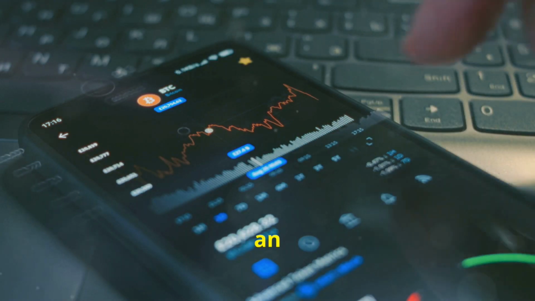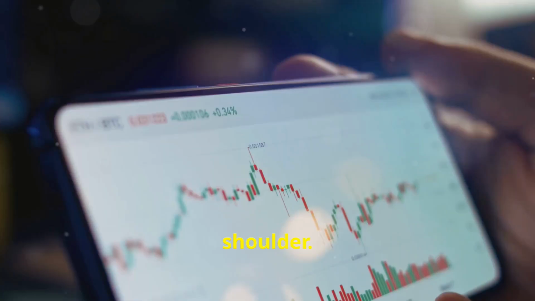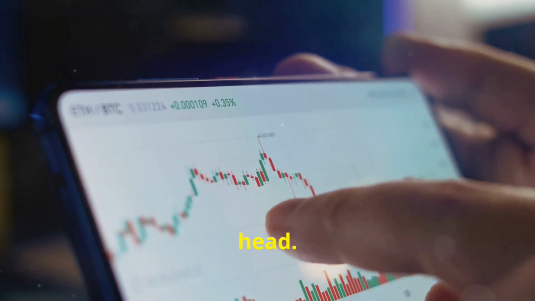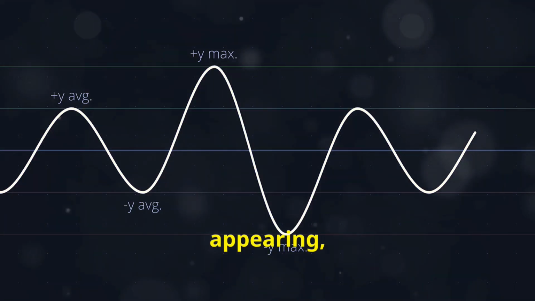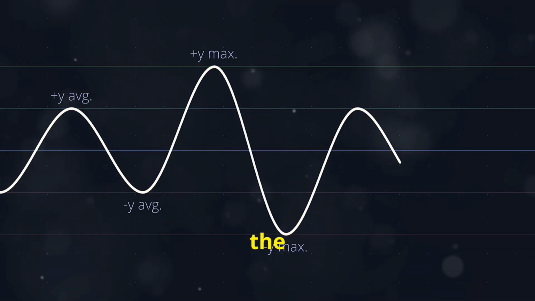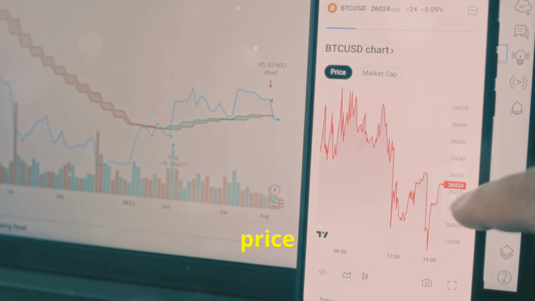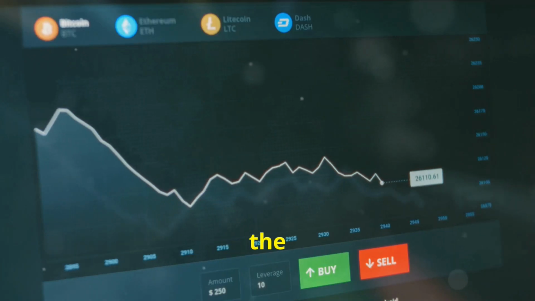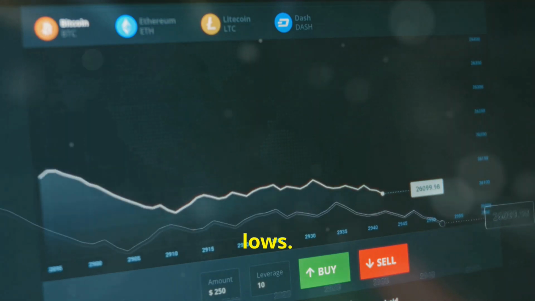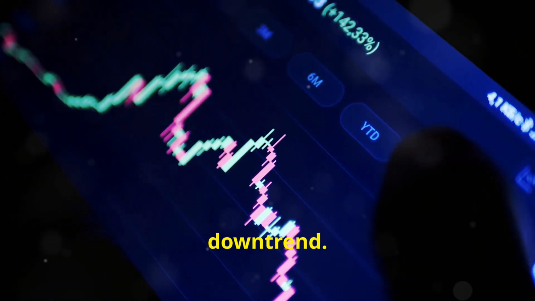First, look for an uptrend leading to the first shoulder. Then, a higher peak forming the head. Finally, a second shoulder appearing, usually at the same level as the first. The key moment is when the price breaks below the neckline, the line connecting the two shoulders' lows. This breakout can signal a downtrend.